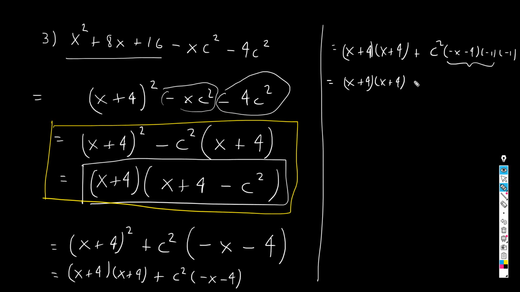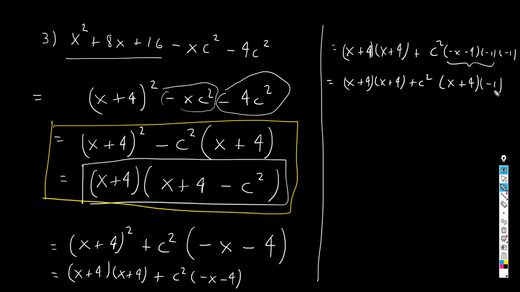So what's going to happen? When I multiply minus x minus 4 times minus 1, I'm gonna get x plus 4. Make sure of what I said. It's very simple to see. Isolate these two things, multiply them, and you should get x plus 4. It's very simple. And so I have plus c squared times x plus 4 times minus 1.